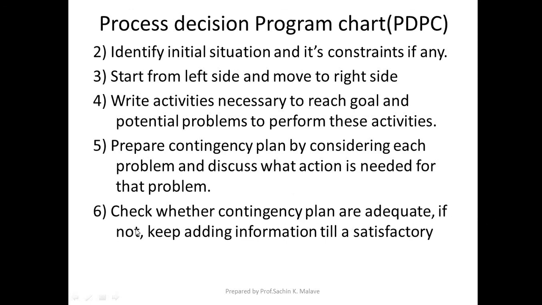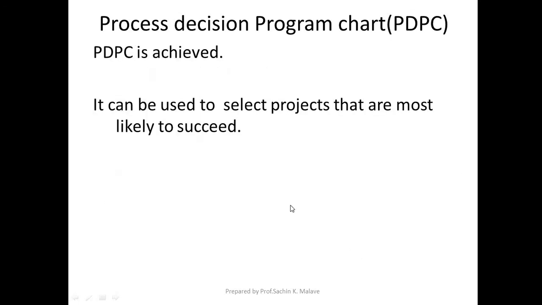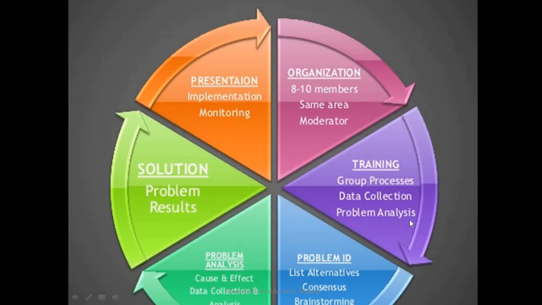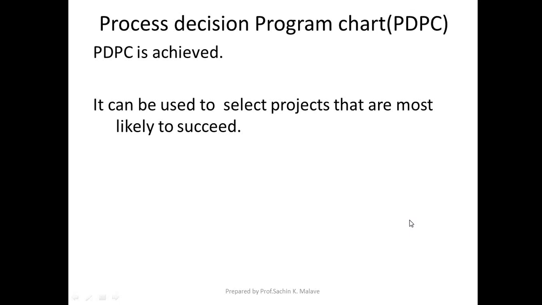If the contingency plan is not adequate, you try again. If not, keep adding information. So you have to keep adding information till a satisfactory PDPC is achieved. Okay, so it can be used to select the projects that are most likely to succeed. So this is the last of the new quality control tools. So we'll stop here.